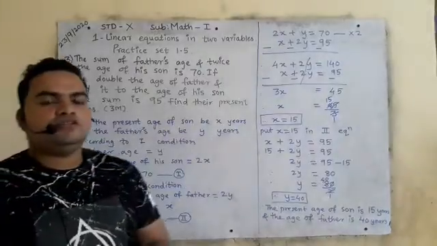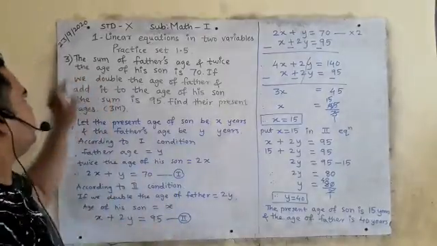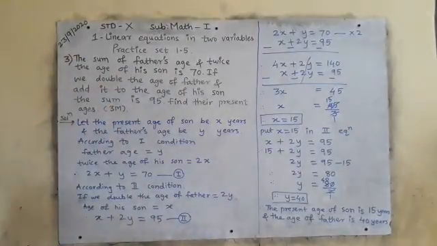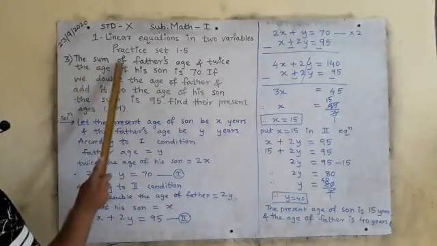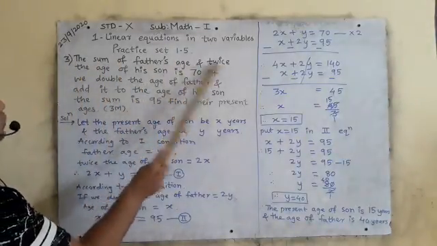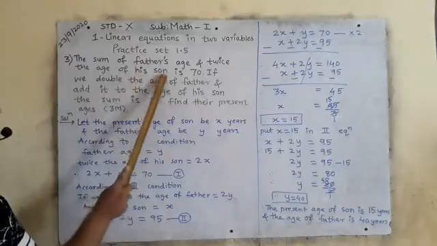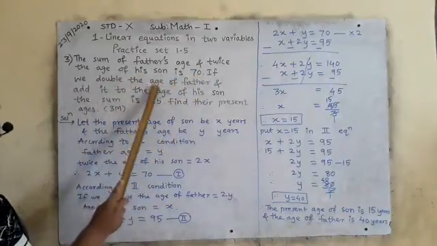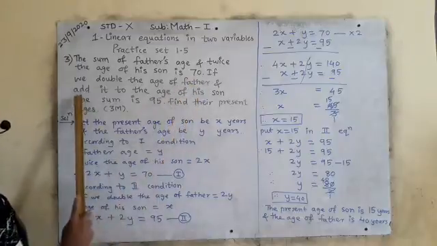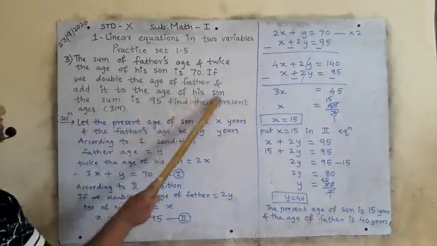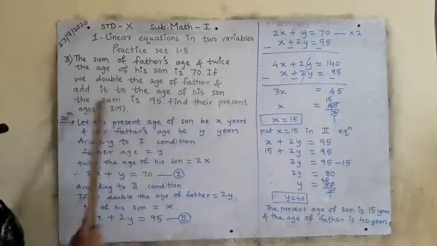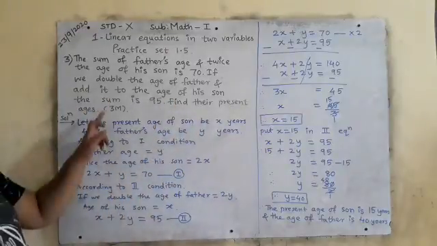Okay. Thank you. So dear students, now we will see question number 3, Practice Set 1.5. Look at the board please. Question number 3. The sum of father's age and twice the age of his son is 70. If we double the age of father and add it to the age of his son, the sum is 95. Find their present ages. Okay, for 3 marks.